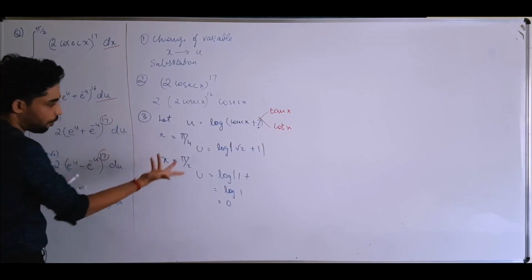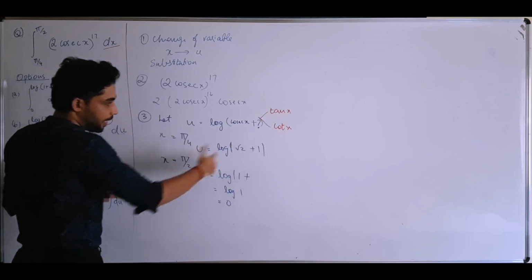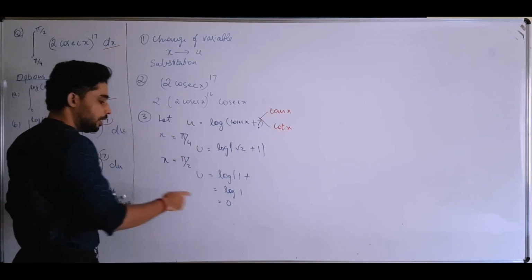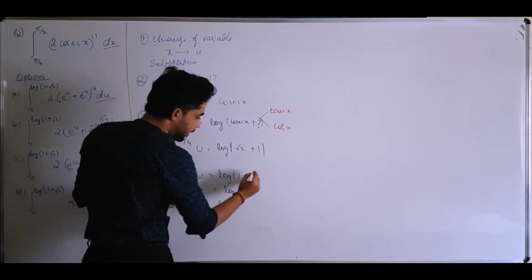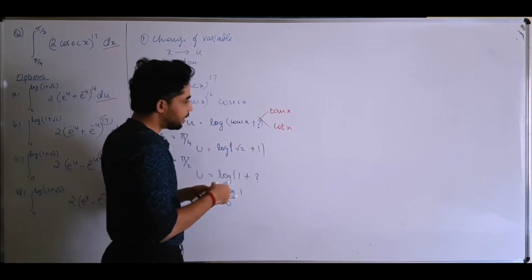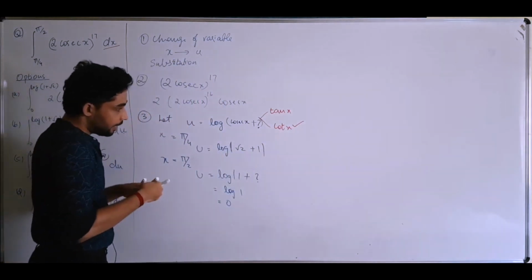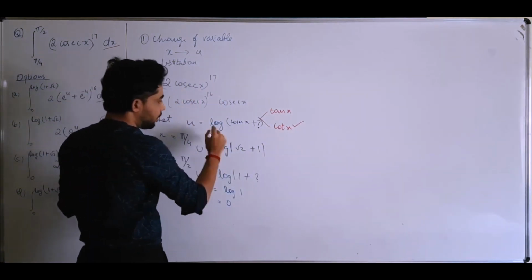So we don't know which one is which, but let's just assume for pi by 4 maybe we are getting root 2 plus 1, and for pi by 2 it should be 0, which means that whatever the missing term is, I can confirm that the missing term should be cot x. Why?